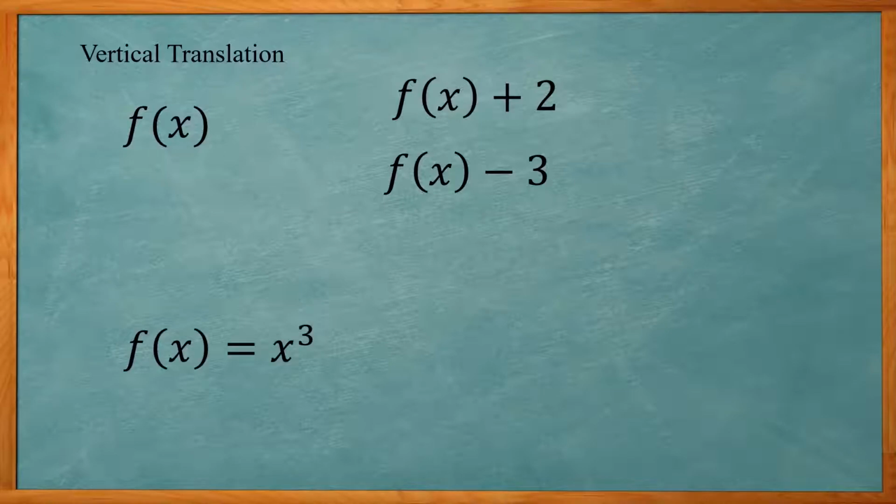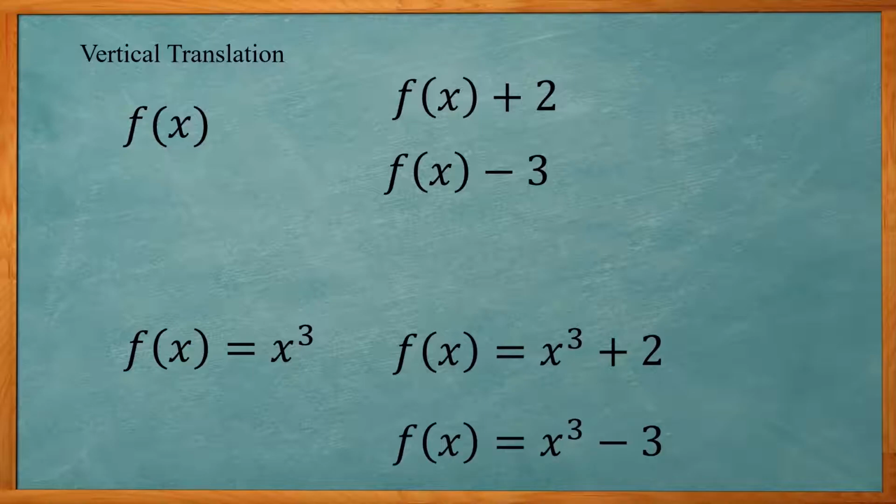So for example, if I had the function f of x equals x to the third, if I want to shift it up by 2, I would change it to x to the third power plus 2. If I want to shift it down, I would make it x to the third minus 3. So that's how you translate the graph up or down.